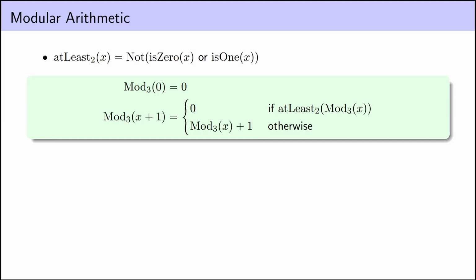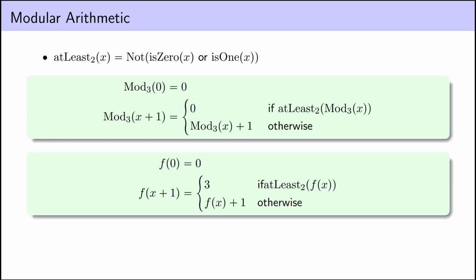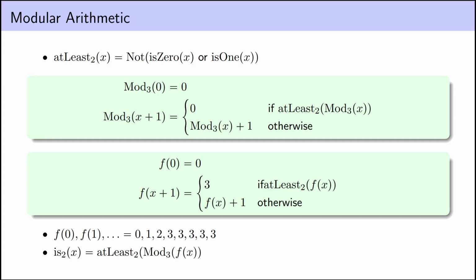which we can tell by using our atLeast2 function. And then we define a temporary function f, similar to the one in the previous slide, with f of 0 equal to 0, and f of x plus 1 usually given by f of x plus 1, unless f of x is at least 2, in which case we output the constant 3. The sequence of values of this function looks like 0, 1, 2, 3, 3, 3, 3, 3, and so on and so forth. And then we can define the is2 function that just checks if the remainder of f of x is at least 2 modulo 3.